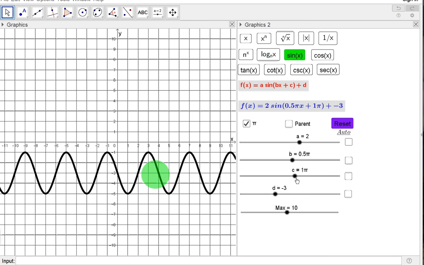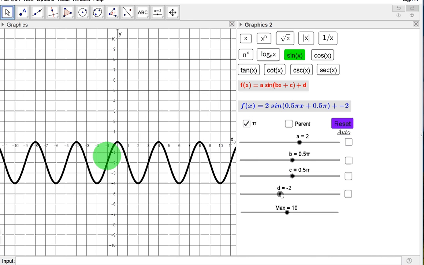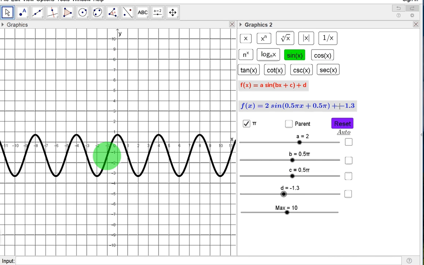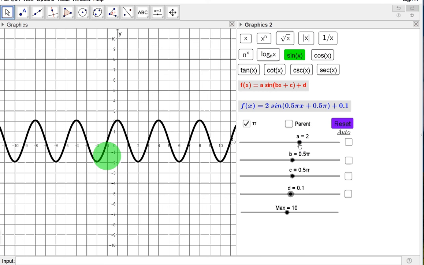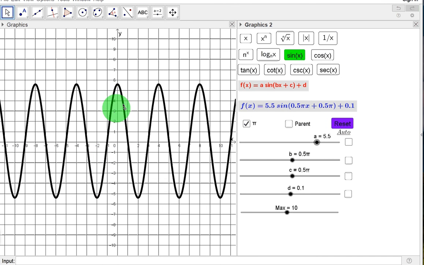And again, it has nothing to do with the c value, for example. If I just change the c, we can see that the period is still 4. If I change the d value, all it does, this number at the end, is just move the graph up and down. And if I change my a value, it does stretch the graph, but the distance between 2 points where the graph repeats itself is still 4.